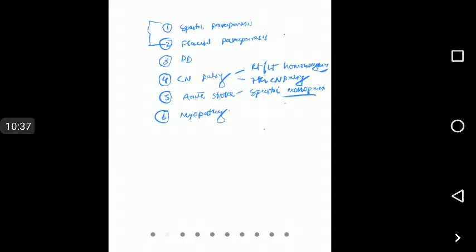Cerebellar syndrome usually does not come in the exam. So our first aim is to be very specific regarding spastic paraparesis and flaccid paraparesis. We have to learn this by heart. Now I will tell you what the exam sequence is.